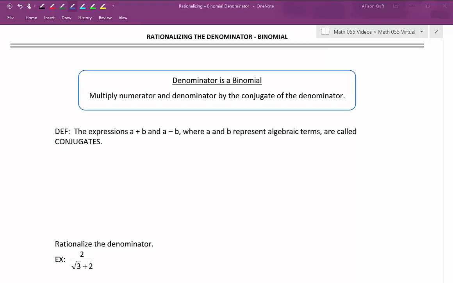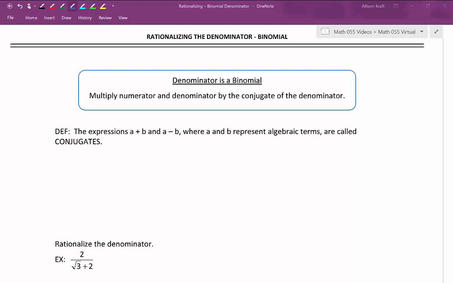We don't have to try to think what creates a perfect square or cube like we did when we had a monomial denominator. Every single time the denominator is a binomial, you want to multiply the numerator and denominator of your fraction by the conjugate of the denominator. The expressions a plus b and a minus b are called conjugates. I always think of it as the exact same thing, but the middle sign is changed.